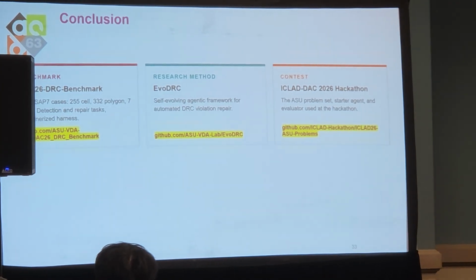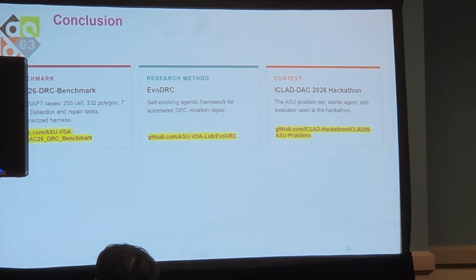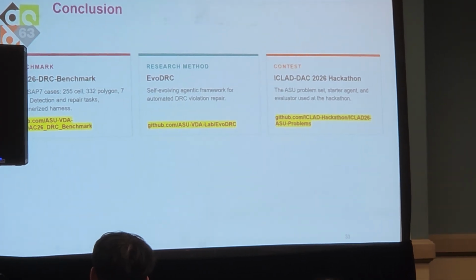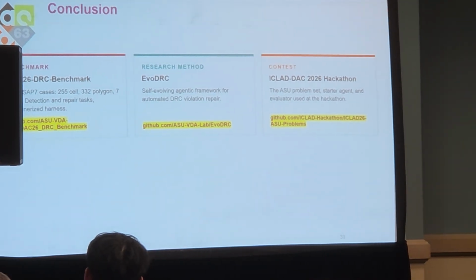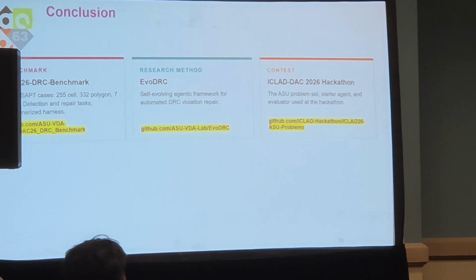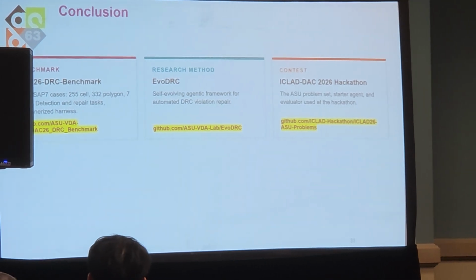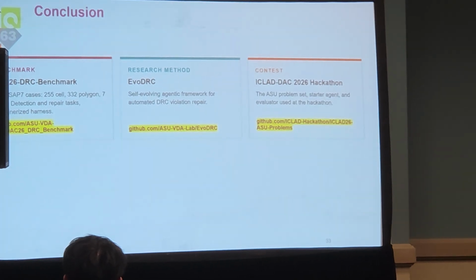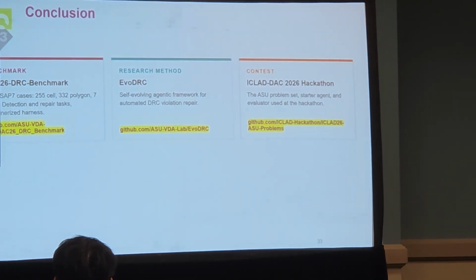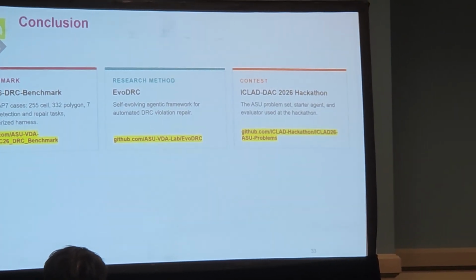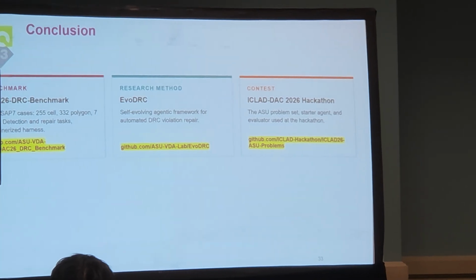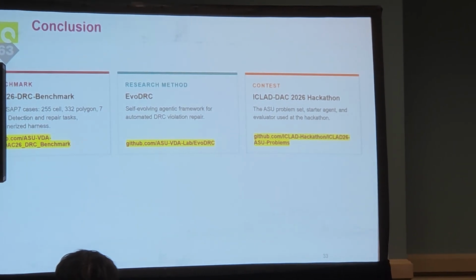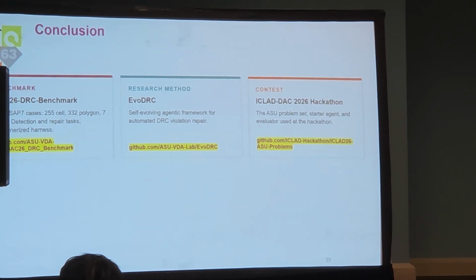So to conclude overall, there are 3 takeaways. There are 3 things that I presented today. I presented a benchmark, which is this paper's primary contribution, for DRC-related challenges in digital VLSI circuits. I presented a research method named EVO DRC that relies on this concept known as skill evolution. And the third, I presented a use case of us opening up this problem to the research community via the ICLAD DAC 2026 hackathon. The GitHub links for all of them are available on the slide here.